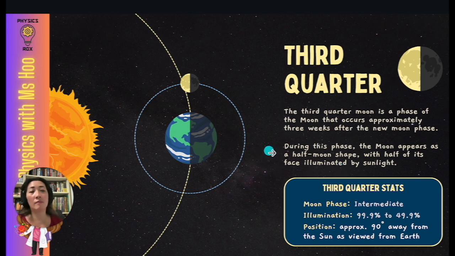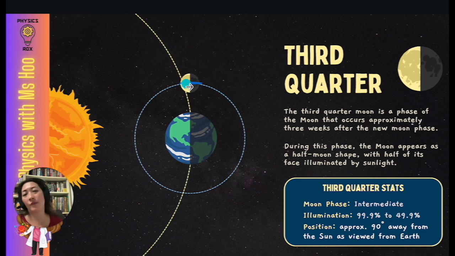So the third quarter moon is a phase of the moon that occurs approximately 3 weeks after the new moon phase. And during this phase, the moon appears as a half moon shape with half of its face illuminated by sunlight. So again, visualize it like this.